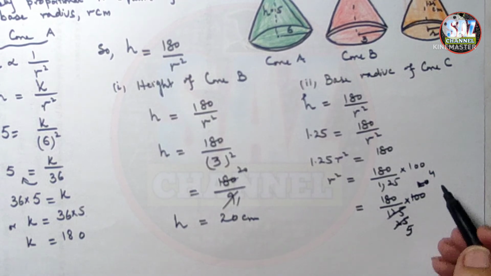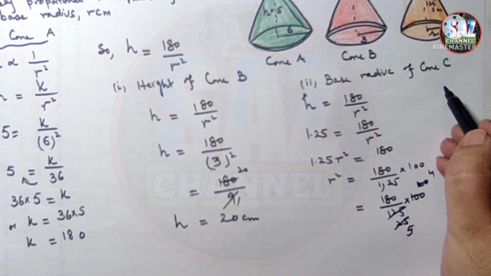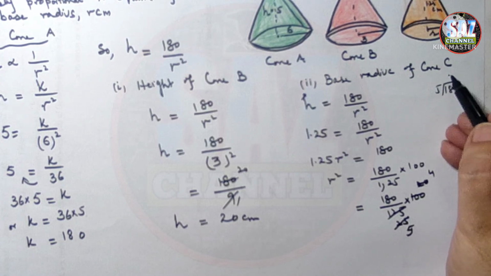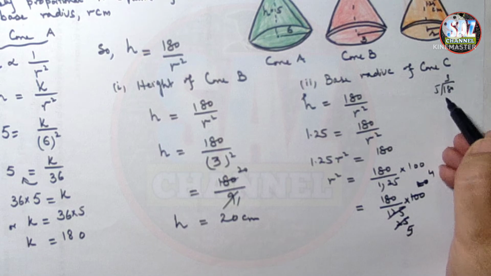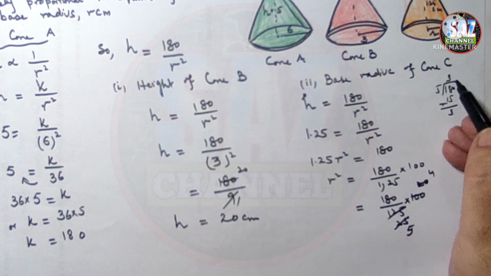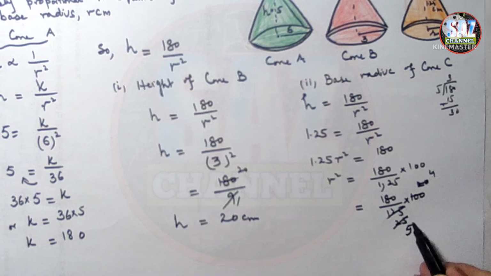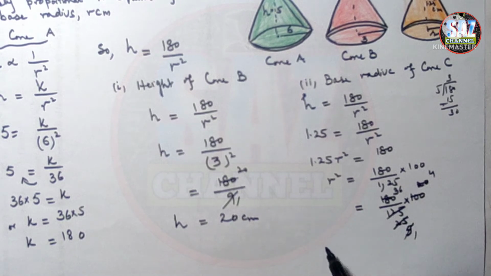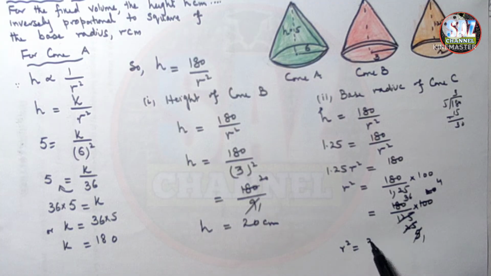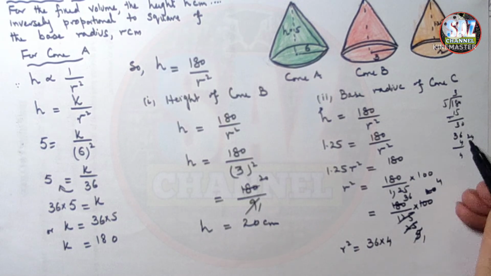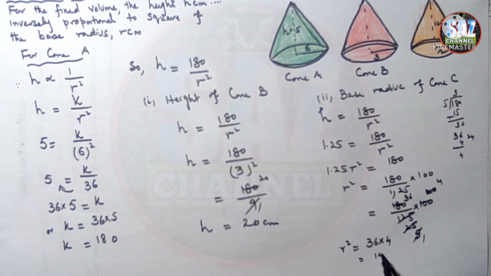And then 180 divided by 5, 5 3s are 15, 36 I hope. 5 3s are 15, and 5 6s are 30. This is 36. R square equals 36 multiplied by 4. 6 4s are 24, 12 and 2 is 14, 144.